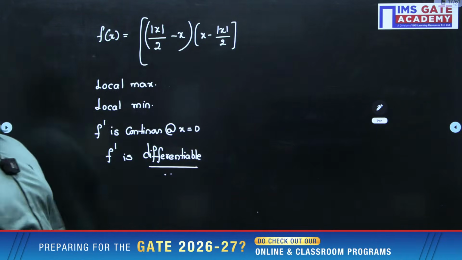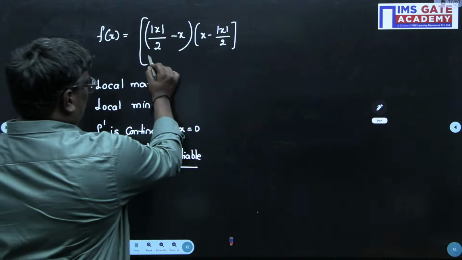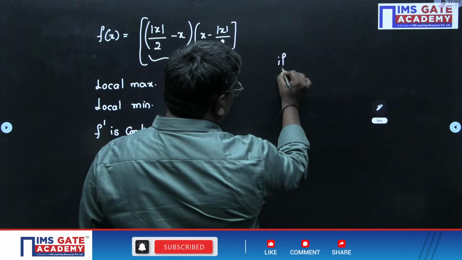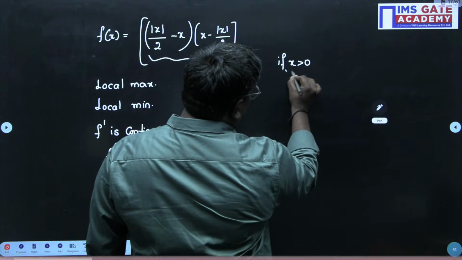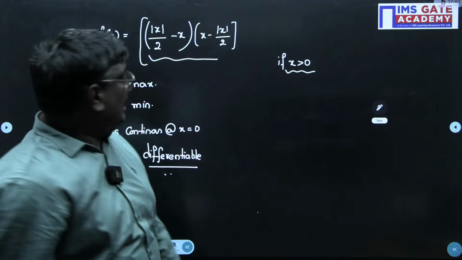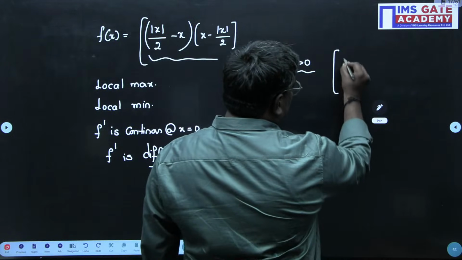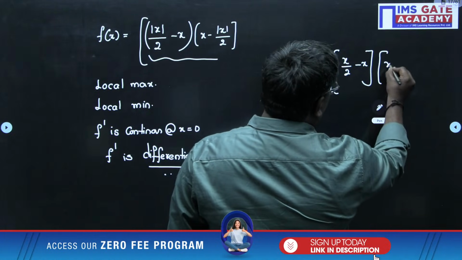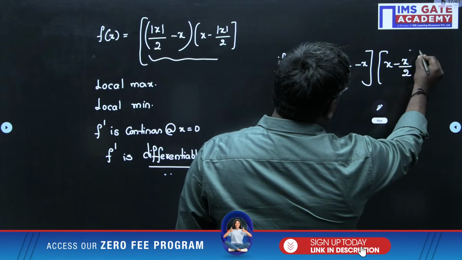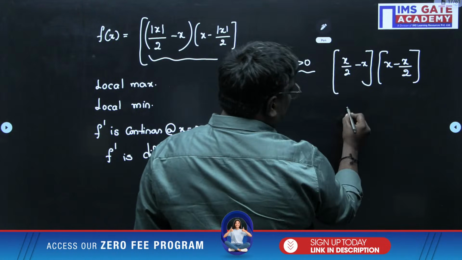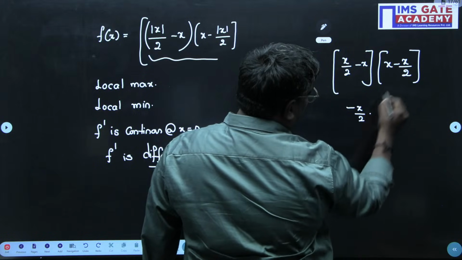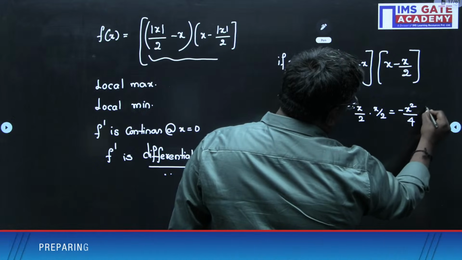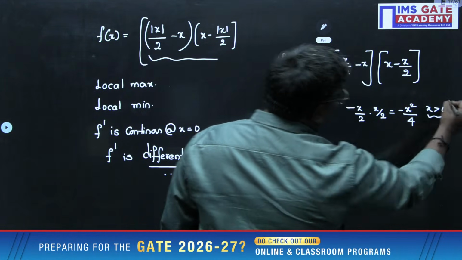Now, whenever this kind of question is given, you have to take two cases, my dear students. Suppose x is greater than 0 here. When x is greater than 0, mod x will be positive. Am I correct or wrong? So it will be taken as x by 2 minus x into x minus x by 2. So this value will be equal to how much, sir? Minus x by 2 into x by 2. So this value will be minus x square by 4. This is the condition for x greater than 0.